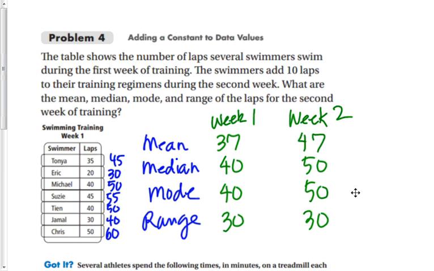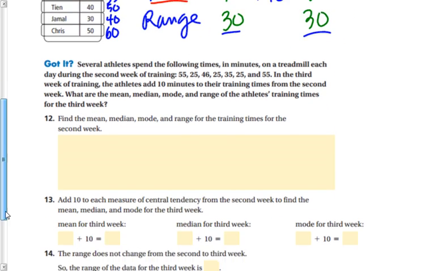So if we compare each of those, we can see that our average in week 2 is just 10 more than our average in week 1. Our median in week 2 is just 10 more than our median in week 1. Our mode is also 10 more. Our range stayed the same. So remember that if we change something by a constant, adding a constant or subtracting a constant from a set of data, we can do the same thing with the mean, the median, and the mode. All right, go ahead, you try that.